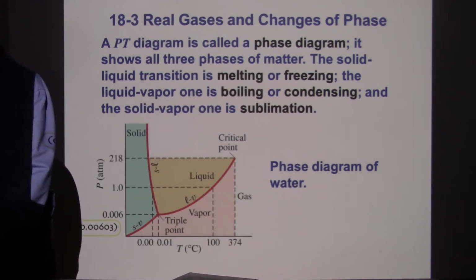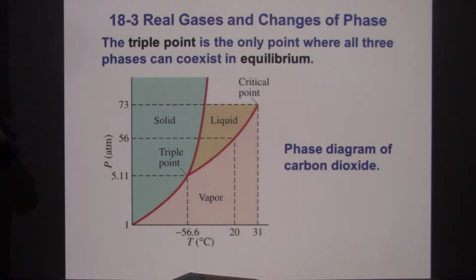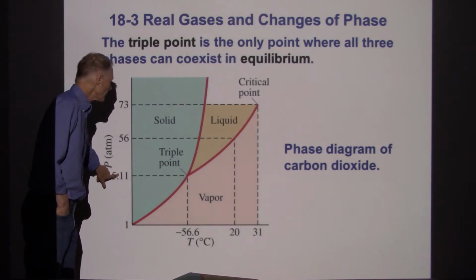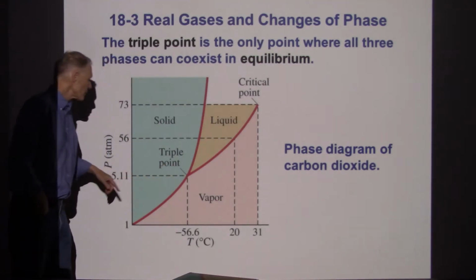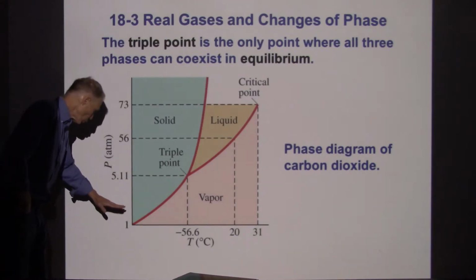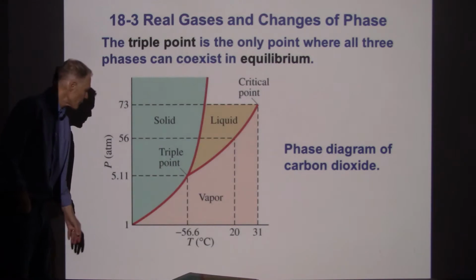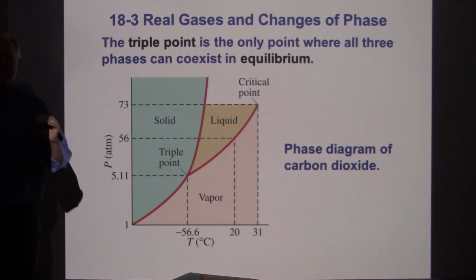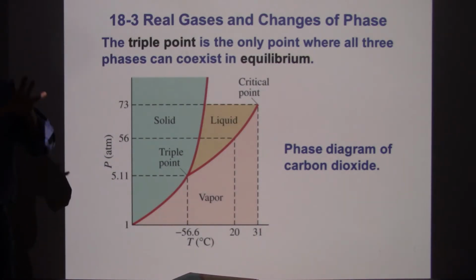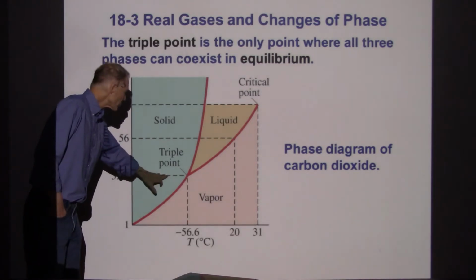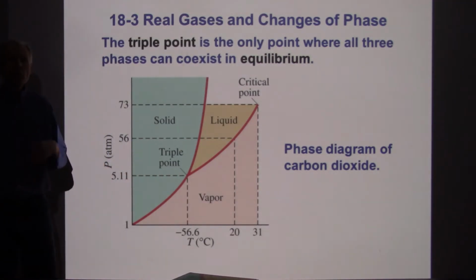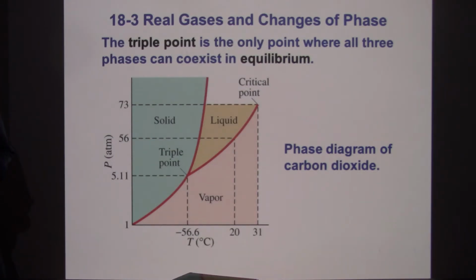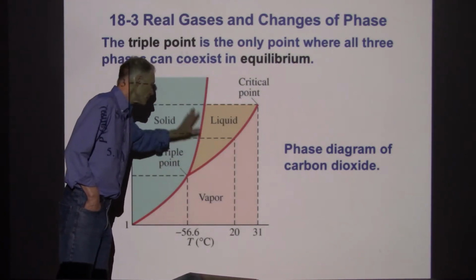So this is the phase diagram for water. For comparison, the phase diagram for carbon dioxide has its triple point at 5.11 atmospheres. Earth pressures are way down here at 1 atmosphere, and so at 1 atmosphere, carbon dioxide can exist as a solid or a vapor, but it can't exist as a liquid. If I want to see a sample of liquid carbon dioxide, I have to create an environment where the pressure is larger than 511,000 pascals. I have to go up to 5.11 atmospheres, and if I do that, then carbon dioxide can be a liquid at that point.